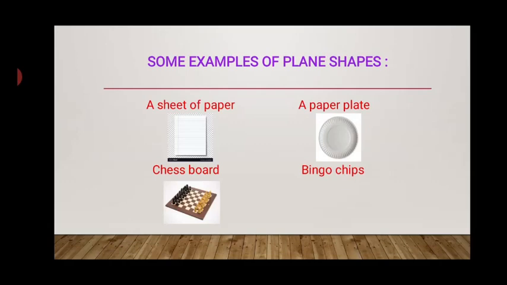See another example, bingo chips. You all know bingo chips. They are in triangle shape and they are also flat. So these are all examples of rectangle, circle, square, triangle, which are flat. That's why they are called plane shapes.